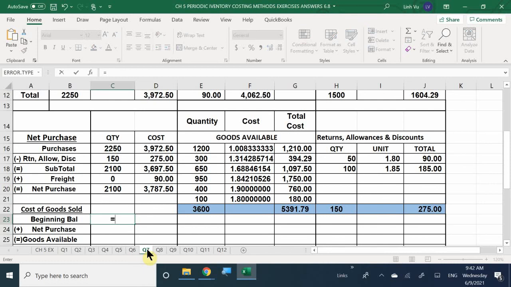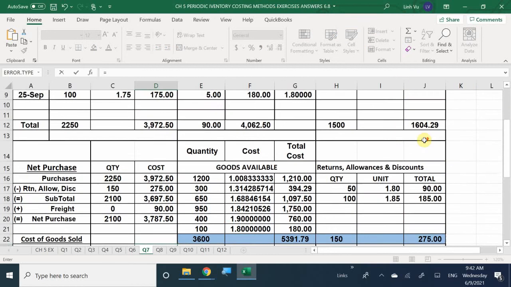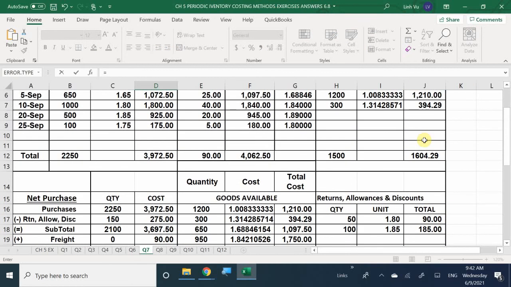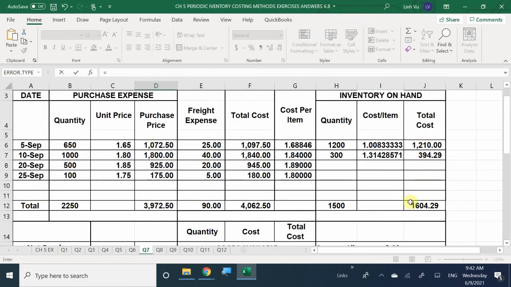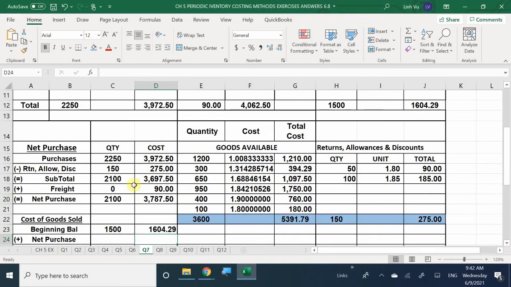Beginning inventory. Yes, we do have beginning inventory. How many items and how much was the total cost of my beginning inventory? I want to say 1500. That is your beginning inventory. At what cost? Was it $1.85? And what was my total cost of my beginning inventory? 1604.29. That's correct.